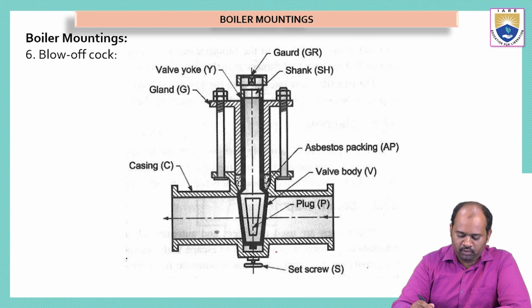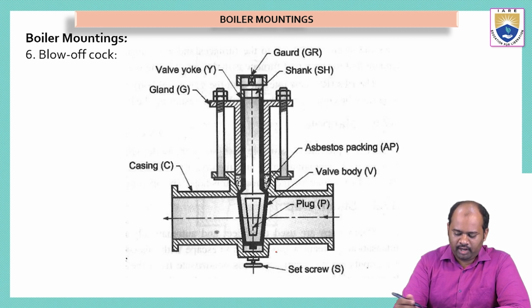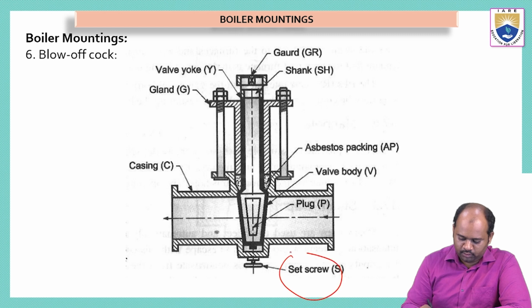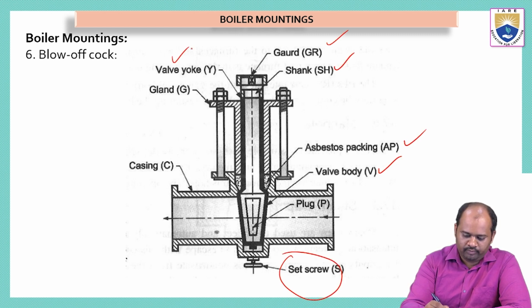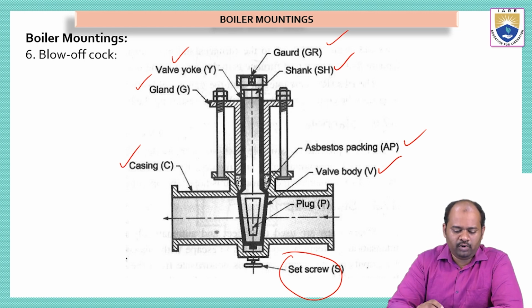So this is the best advantage of using this feed check valve. And then we have a blow off cock. Here we have different parts: a set screw, valve body, asbestos packing, shank, guard, valve yoke, gland, casing. What is the function of this blow off cock? It is used to remove the excess carbon present inside the boiler. So the blow off cock is nothing but a device that can remove it.